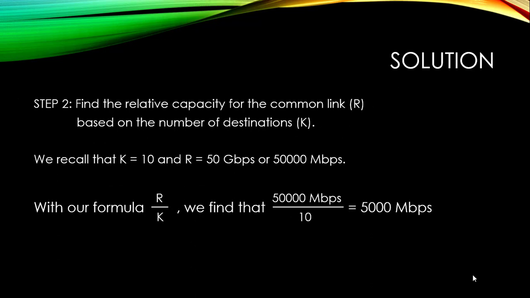We now need to find the relative capacity for the common link R based on the number of destinations K. We'll recall that K was 10 and that R was 50 gigabits per second, or 50,000 megabits per second. Now with our formula, we have to take that common link of capacity R and divide it by the number of destinations K. Doing so, we divide 50,000 over 10, which gives us 5,000 megabits per second.